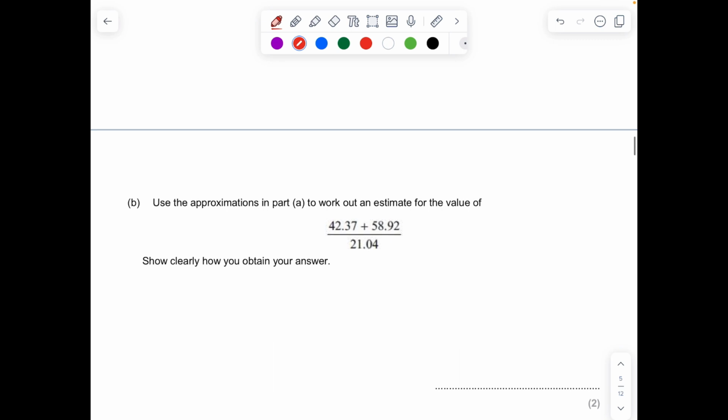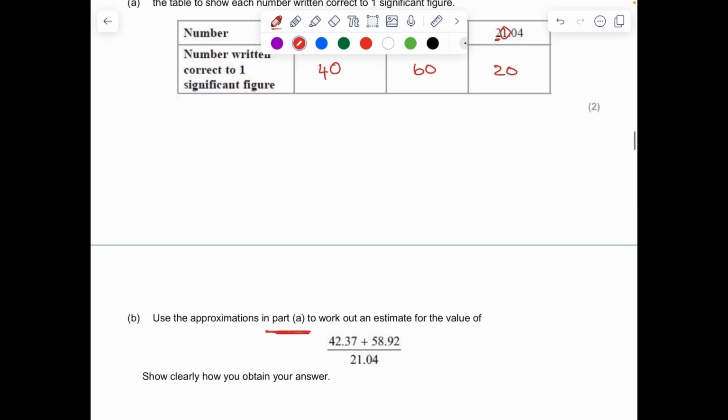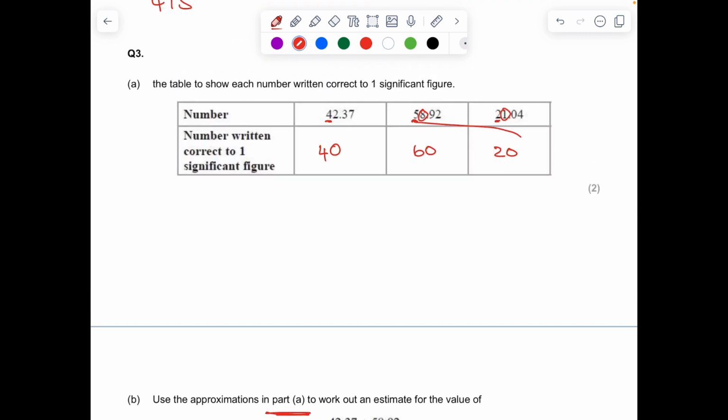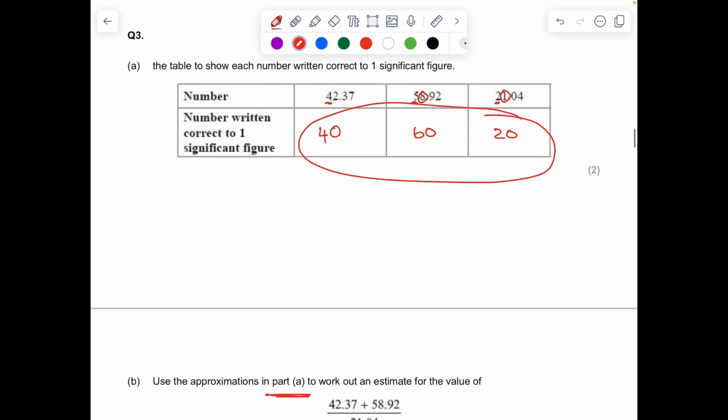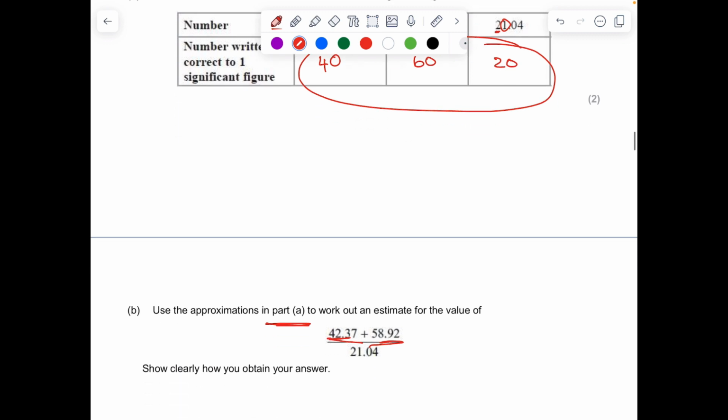Then the next bit makes it super easy. It says use the approximations in part A. They want you to use this to work out an estimate. Can you see that these are the same numbers? 42.37, 42.37, 58.92, and so on. They're the same.